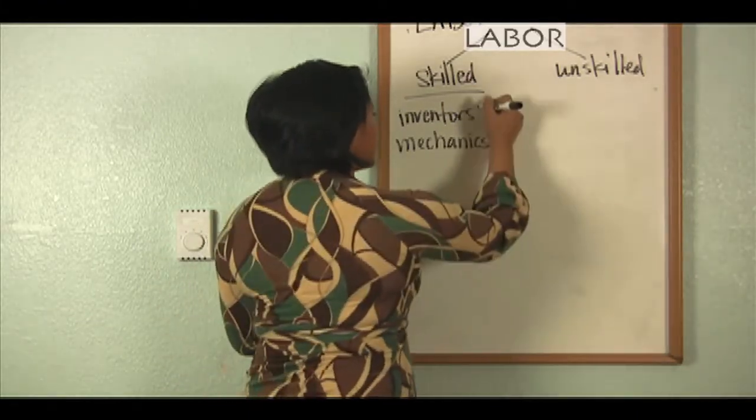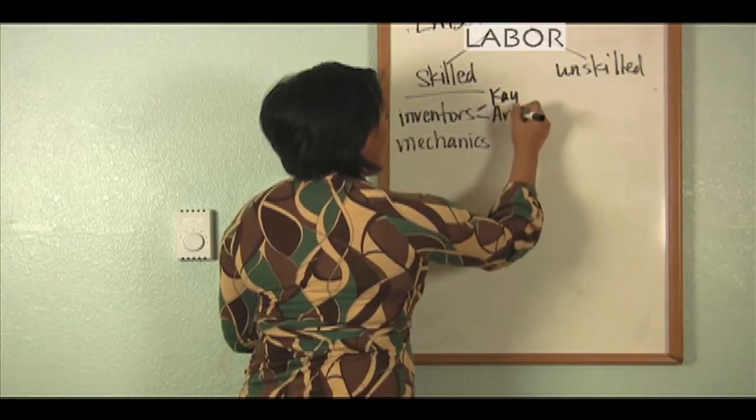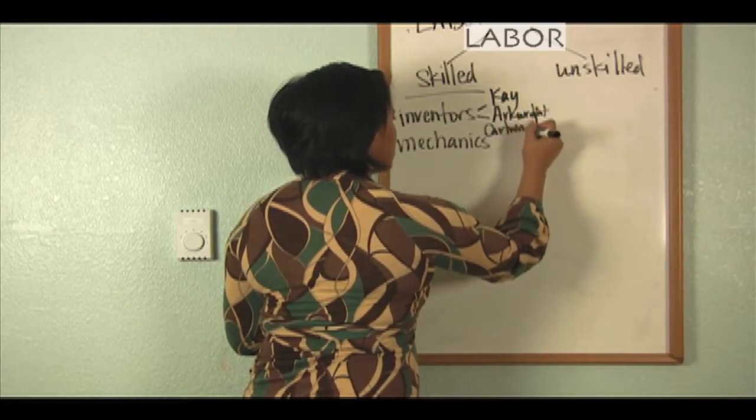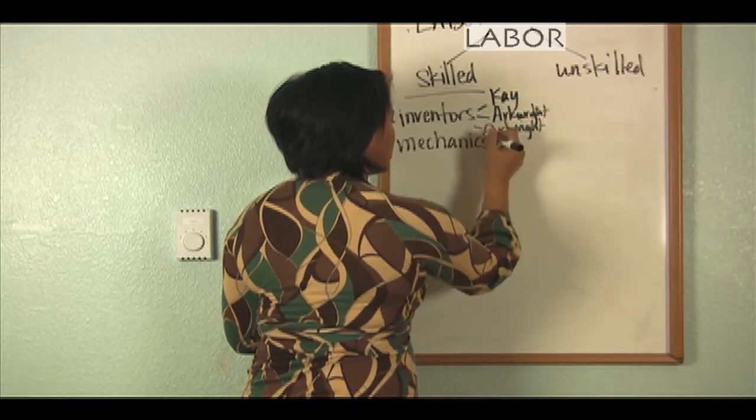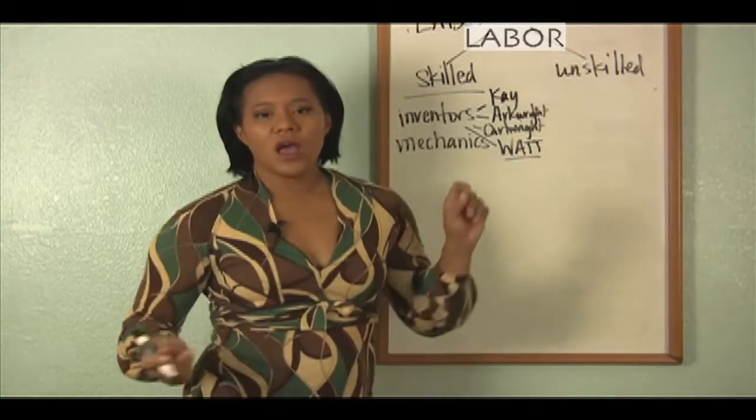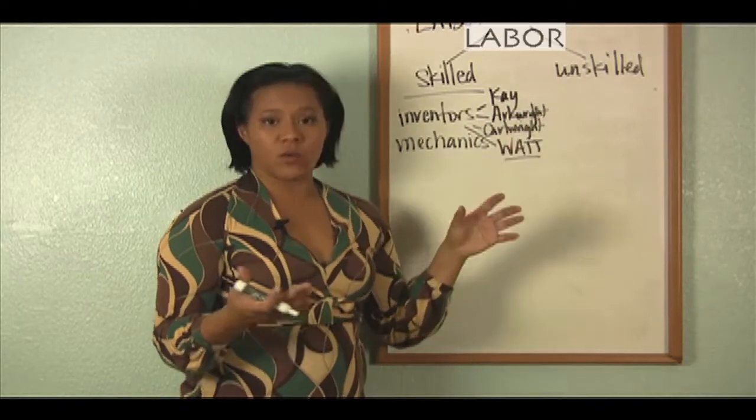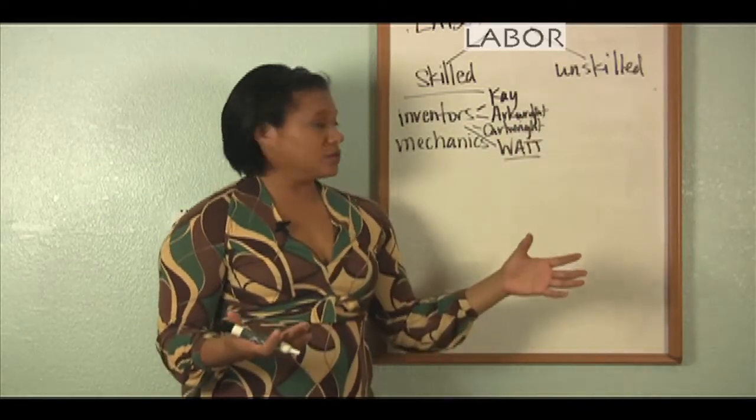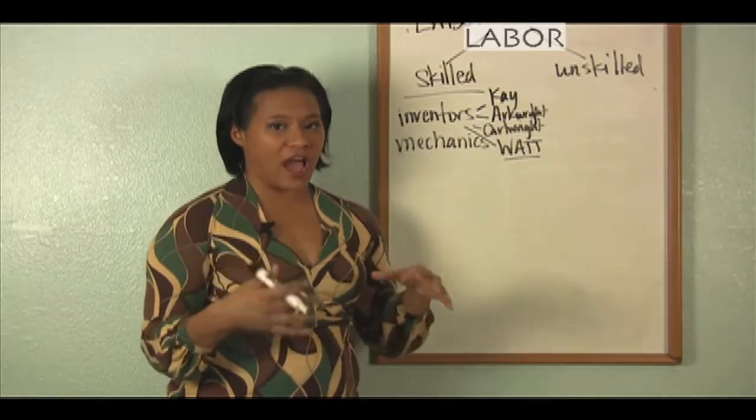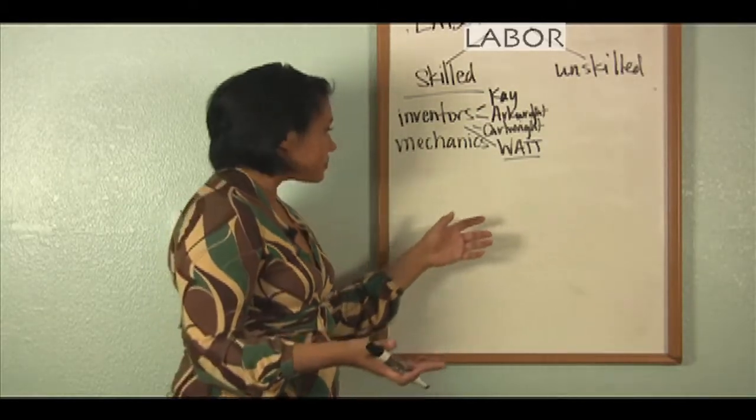Specifically, we have inventors like Kay, Arkwright, Cartwright, and the most important, Watt. Each of these inventors: Kay created the flying shuttle, Arkwright the water frame, Cartwright the power loom, and then Watt revolutionized the Industrial Revolution. Almost every invention after Watt was dependent on his invention, the steam engine.